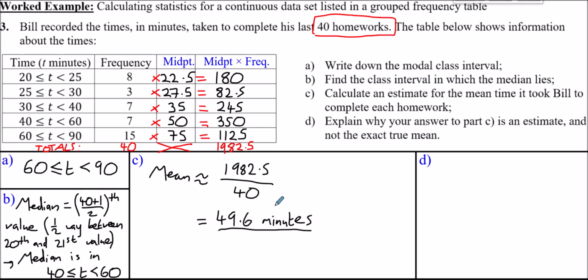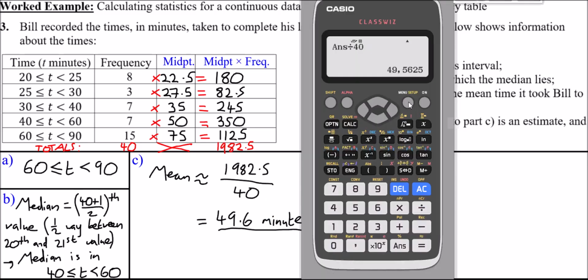I'm going to show you how you could do this using a ClassWiz as well, like I did for the previous worked example. So on a ClassWiz, what we'd do is we'd press Menu, we'd scroll along to Statistics, press 6, and press 1 for a one variable calculation. So here, we need to make sure we've got the frequency column up, and if we don't, you'd press Shift, Menu, scroll down, press Statistics, and make sure frequency is turned on. So press 1 to make sure the frequency column is activated.